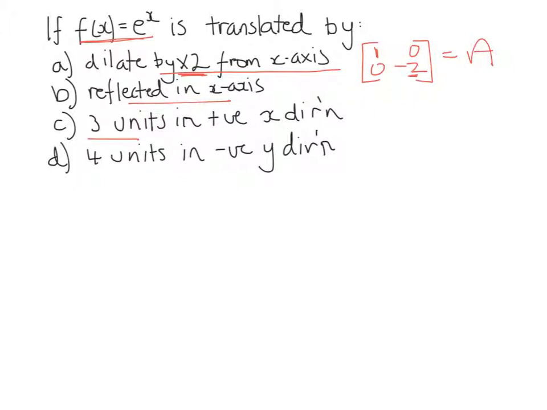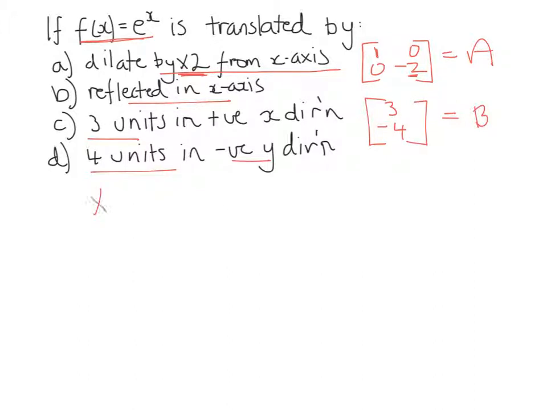Now 3 units in the x direction, that'll be 3 up there, and if we add it to the x value, it will give the x value another 3, which will move it across to the right, or in the positive x direction 3. Now 4 units in the negative y direction, negative 4 will go down there.